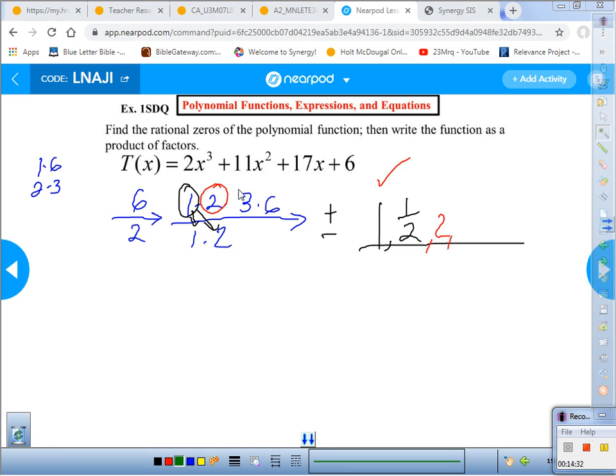Next one. 3 divided by 1? 3. 3 divided by 2? 3 over 2. And last but not least, what is 6 divided by 1? 6. 6 divided by 2? We already have it right here. We don't need to rewrite it. These are my possible zeros.